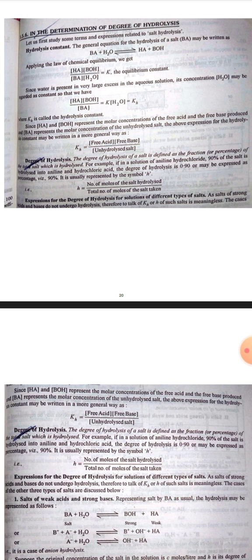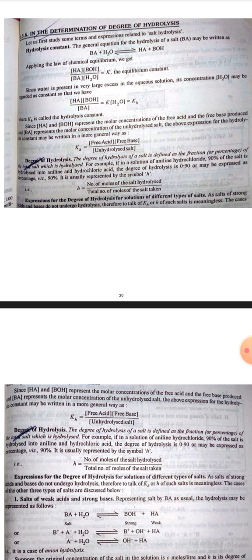Degree of hydrolysis. The degree of hydrolysis of a salt is defined as the fraction or the percentage of the total salt which is hydrolyzed. For example, if in a solution of aniline hydrochloride 90% of the salt is hydrolyzed into aniline and hydrochloric acid, the degree of hydrolysis is 0.90 or may be expressed as a percentage, 90%. It is usually represented by the symbol h. h equals the number of moles of the salt hydrolyzed upon the total number of moles of salt taken.